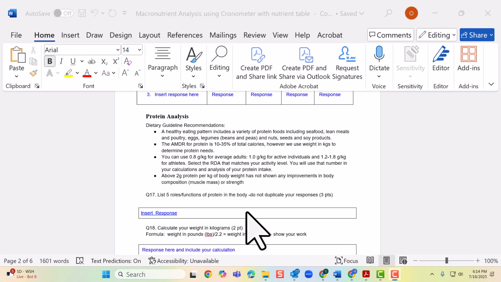You'll notice with protein that the RDA is based on weight. Average adults need 0.8 grams per kilogram of weight. So we're using kilograms and not pounds. And then you'll see there are other RDAs that you can use. If you're an active individual, you can use 1 gram per kilo. If you're an athlete, you can use 1.2 to 1.8.